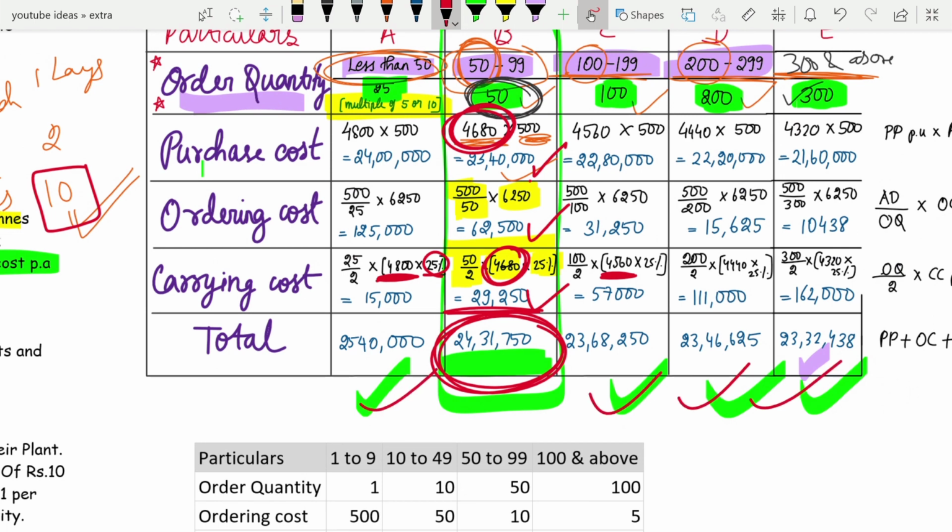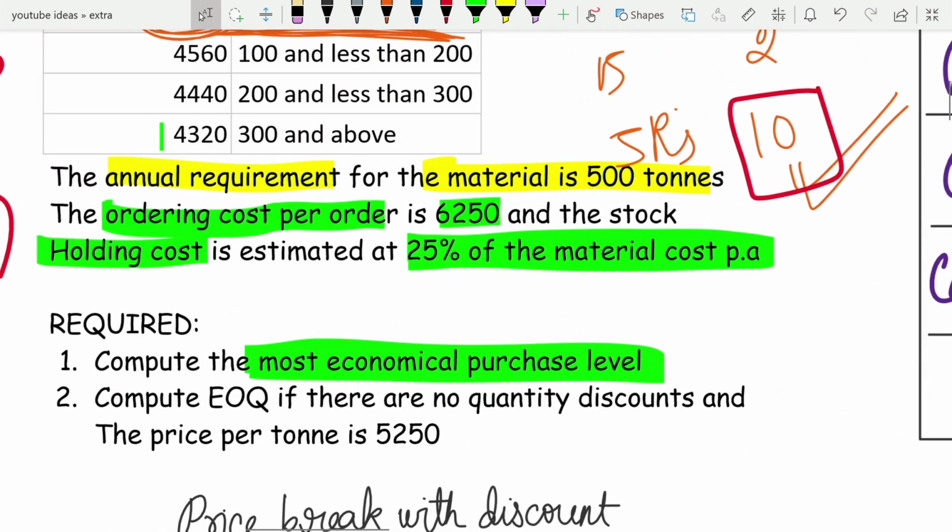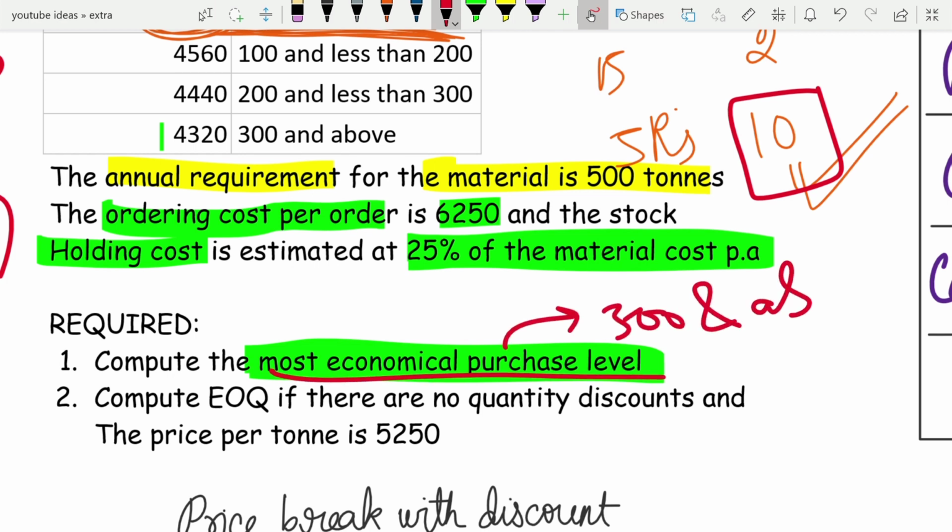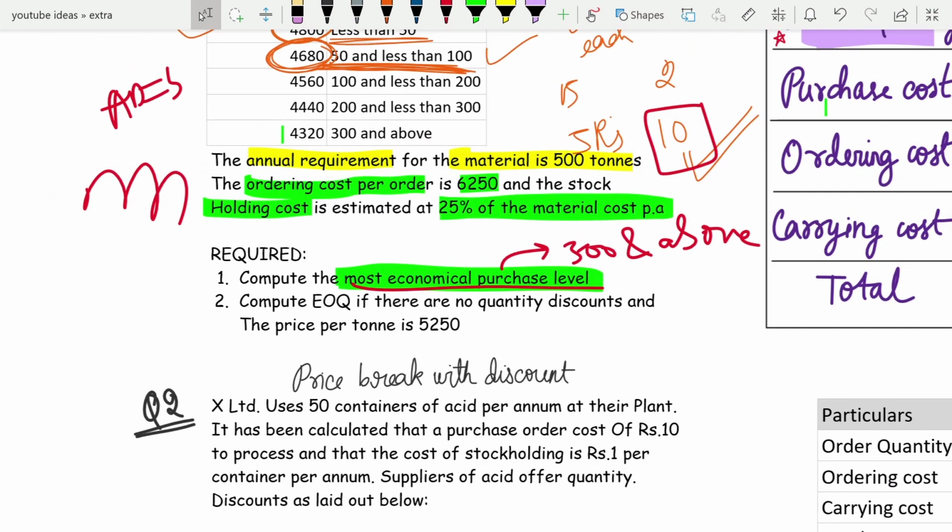Once you have found total cost for all the ranges, you have to compare and see in which range the total cost is the lowest. Here, if we see, the total cost is lowest in the range of 300 and above. So in the question, you can go and answer: compute the most economical purchase level. The most economical purchase level is 300 and above. Like this you have to answer. Okay. So this is one kind of question.